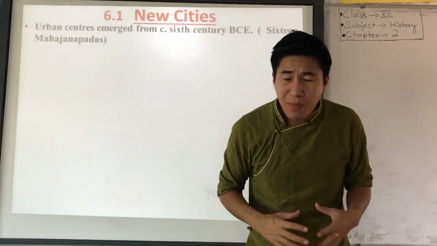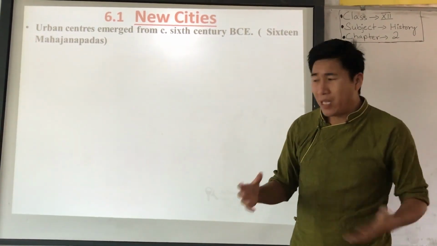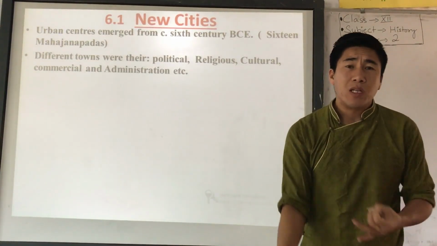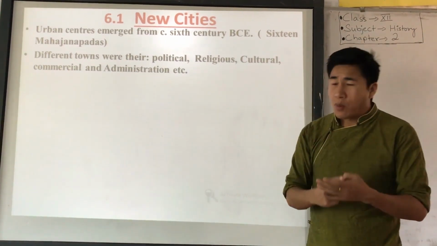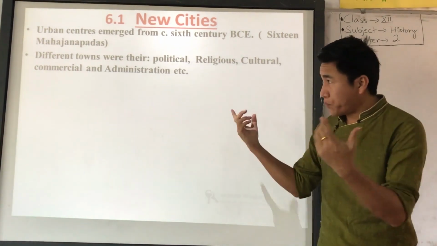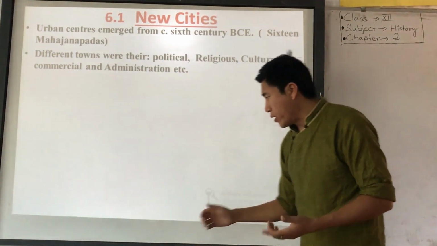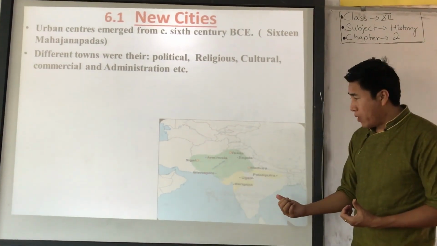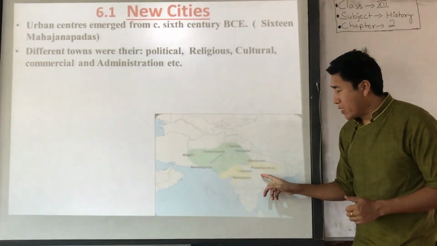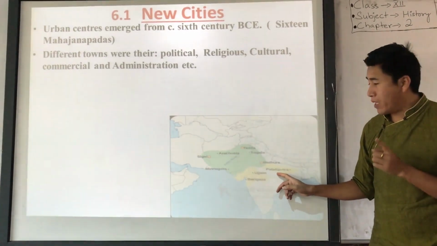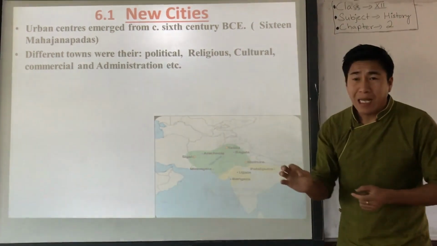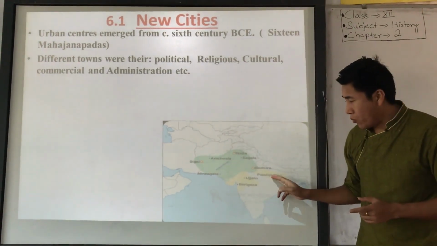Now, during ancient times, there were different kinds of cities and towns: political towns, religious towns, economic towns, commercial towns, administrative towns. If you look at this map, it's Patliputra, the capital of Magadha and the Mauryas. So Patliputra is a very important political as well as commercial town.